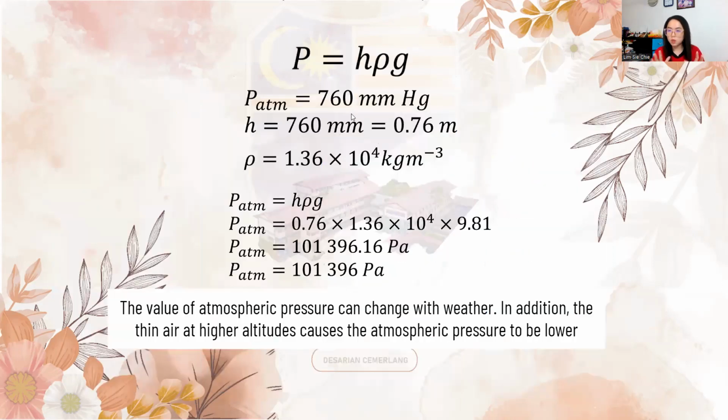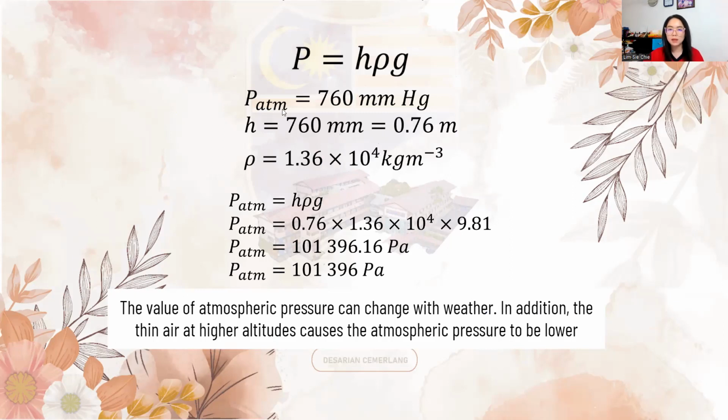Now, we are still going to use the formula P is equal to H rho G to determine the atmospheric pressure. Please remember, because this is in millimeter mercury, we know that pressure normally we want in Pascal. I repeat again, we want pressure in Pascal. So how do I change this millimeter mercury into Pascal? You know the SI unit for pressure is Pascal. So you have to know how to convert this 760 millimeter mercury into Pascal. When you are going to find Pascal, you have to convert your millimeter into meter, because meter is the SI unit for length.